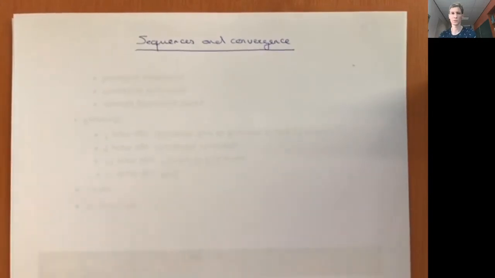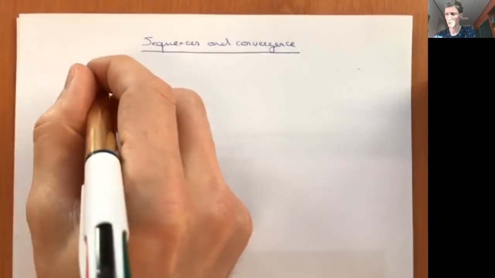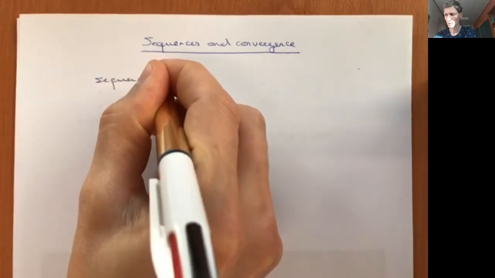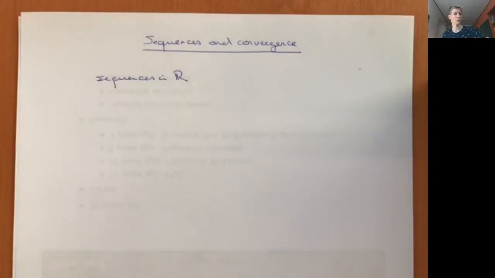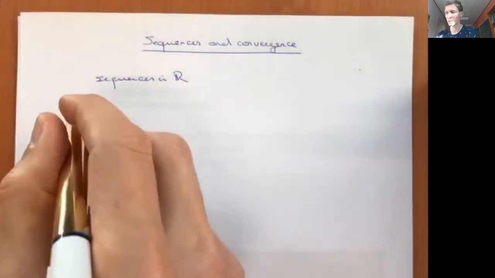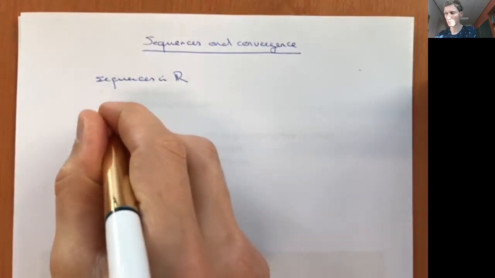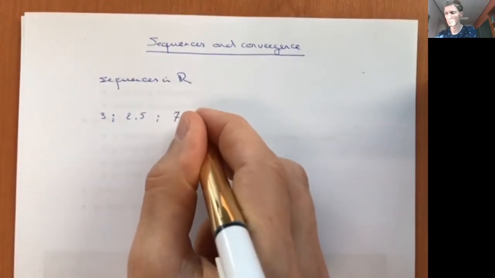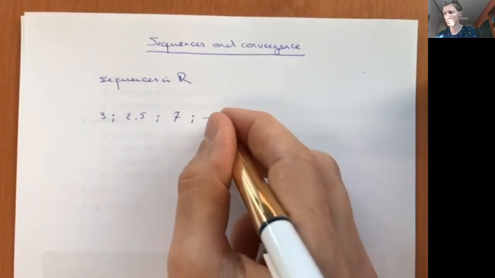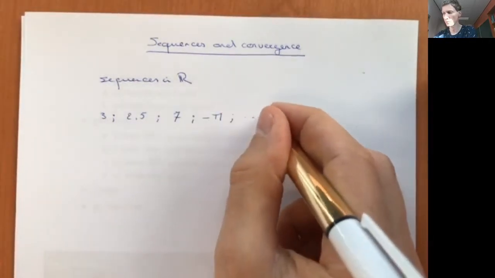So first we need to define a sequence, and we're going to talk about sequences of real numbers, so sequences in R. Later on, in one of the following lectures, we will talk about sequences of vectors, but now we're mainly going to focus on sequences of numbers. So what's a sequence in R? Well, simply it's a list of numbers. So for example, 3, 2.5, 7, I don't know, it can be negative numbers like minus pi, for example, and so on and so on.